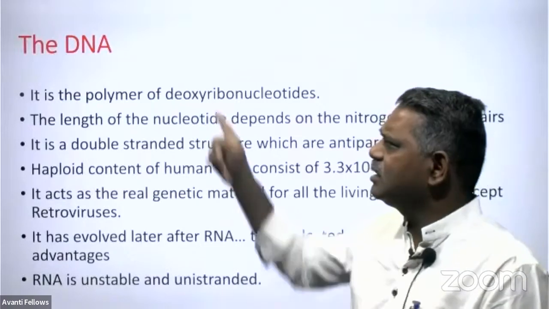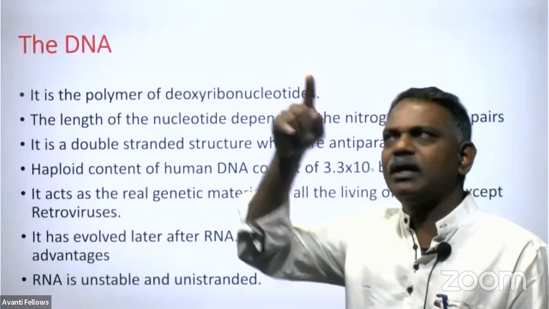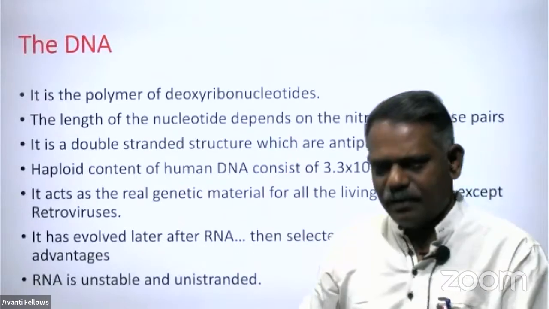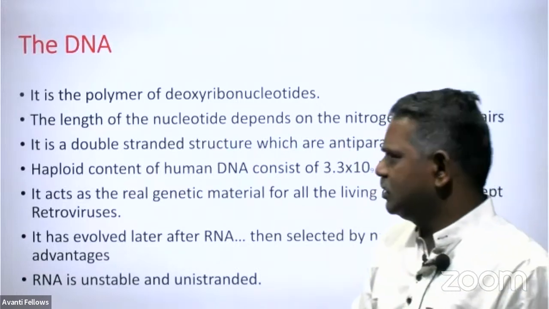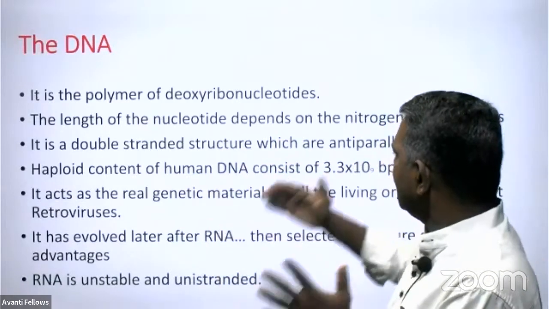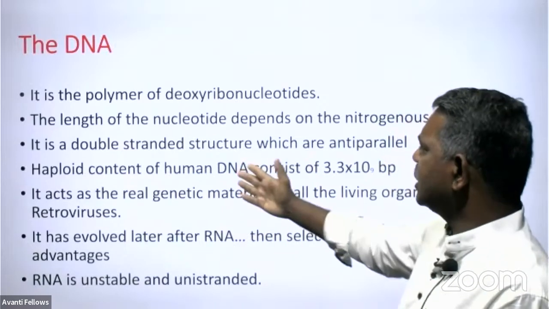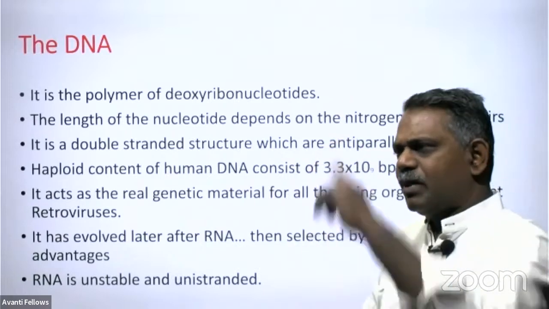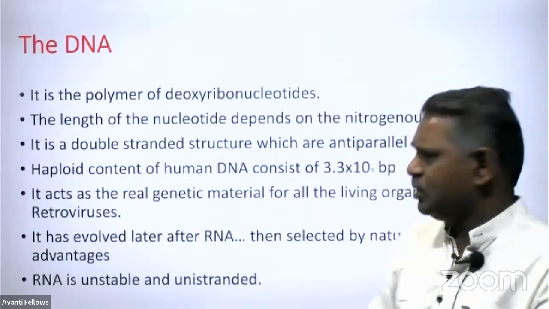Two such chains are there in case of DNA, and these two chains are anti-parallel. One is running in the 3' to 5' direction and another in the 5' to 3' direction. The length of the DNA depends on the number of nucleotides, and that depends on the number of nitrogenous bases attached to it. The double-stranded structure is anti-parallel, as I told you, one strand running 3' to 5' and the other in the opposite direction, from 5' to 3'.